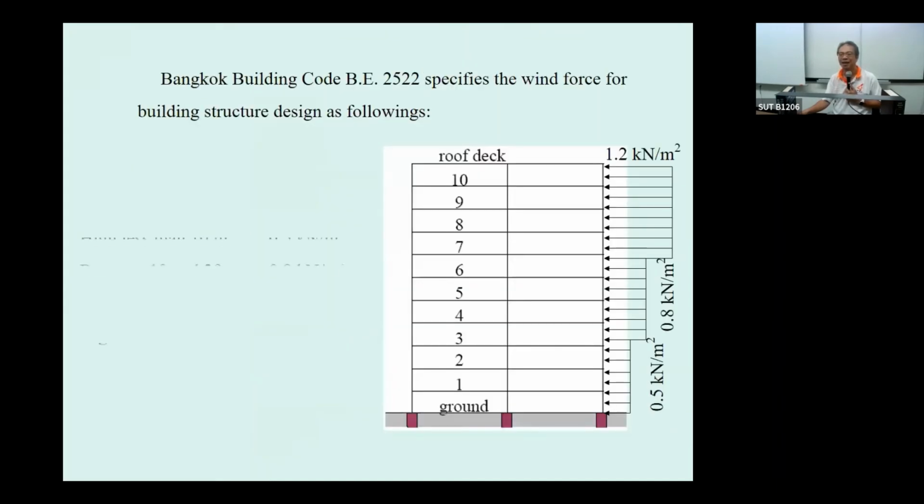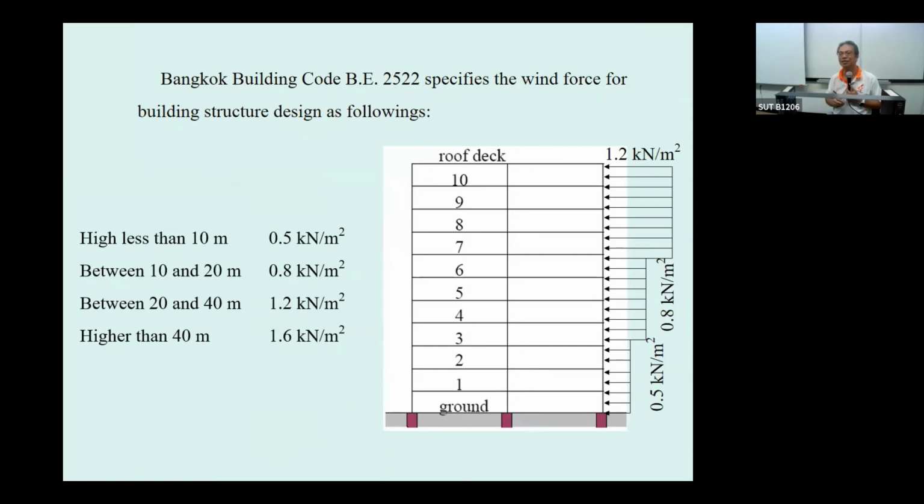Okay, and if you just follow the Bangkok building code, you work in the Bangkok area or you work in a municipal area that adopts the Bangkok building code, like, I think, Nakhon Ratchasima municipal code also adopts some of the Bangkok building code. You may use the wind here as the minimum. This can be used for buildings of 10 stories.